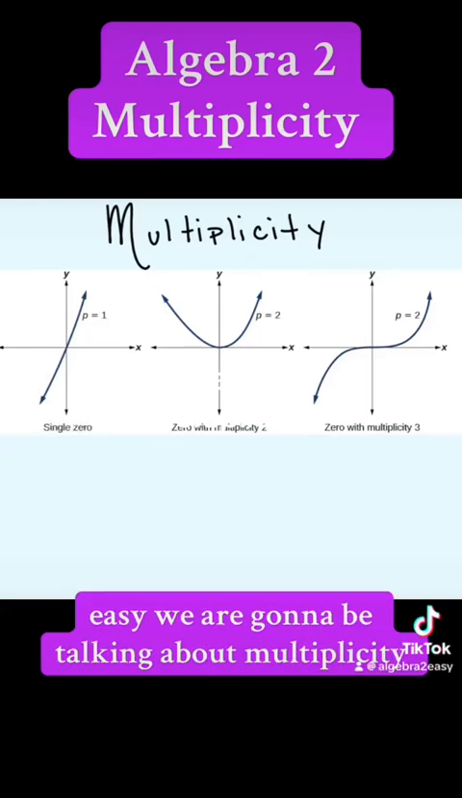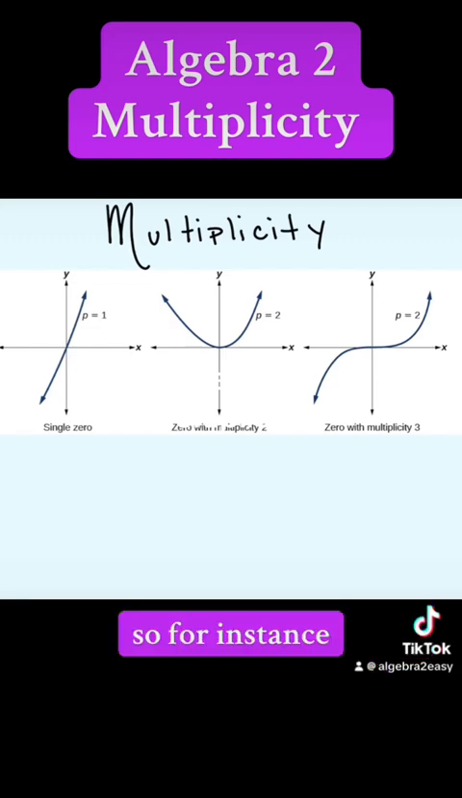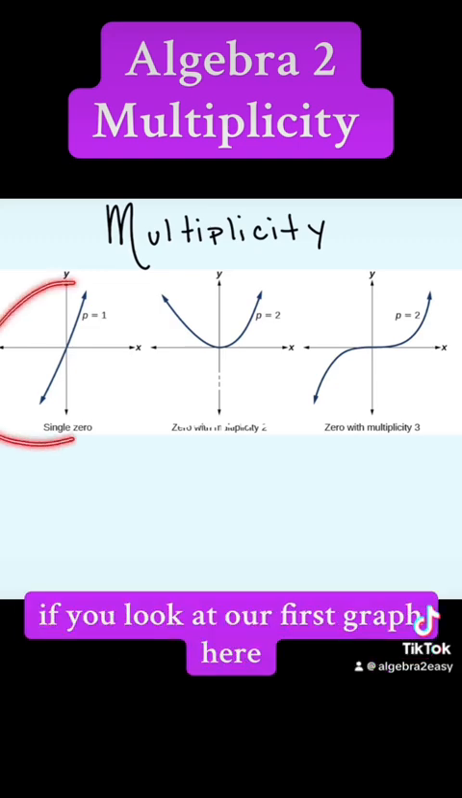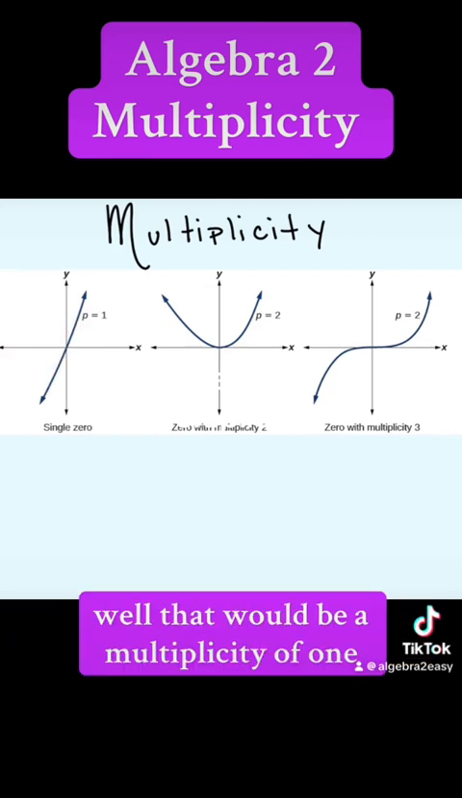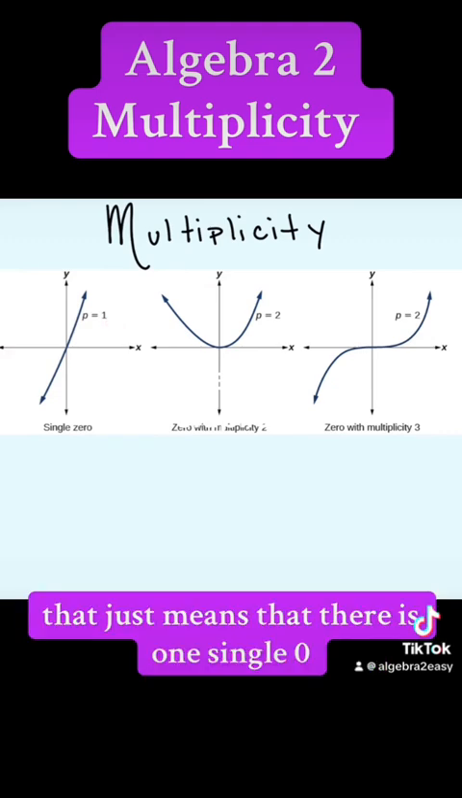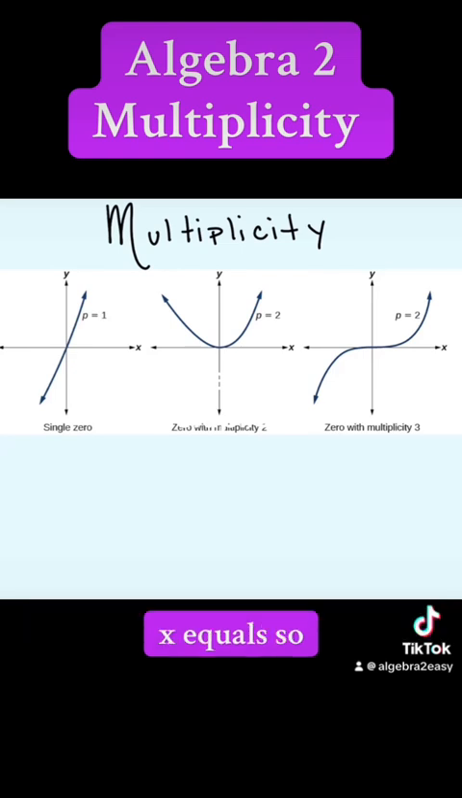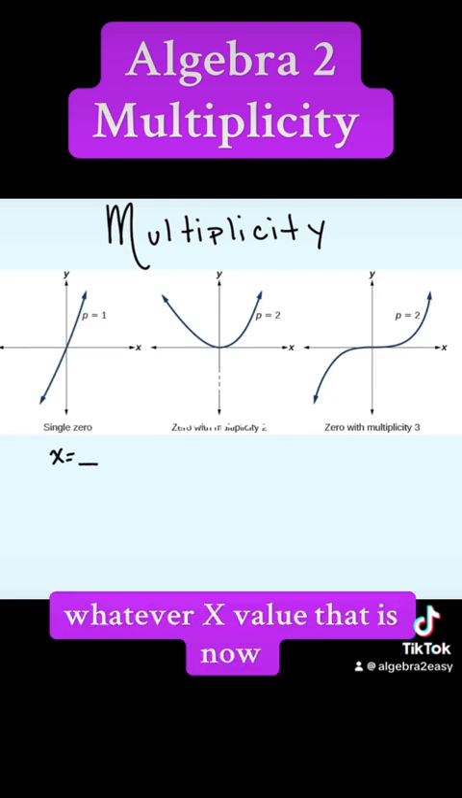We are going to be talking about multiplicity. Multiplicity describes how many times a zero or a factor occurs for a function. So, for instance, if you look at our first graph here, notice how this line is just going straight through the x-axis. Well, that would be a multiplicity of 1. That's why you see p equals 1 here. That just means that there is one single zero, x equals. So for instance, I'd have 1, 0, whatever x value that is.